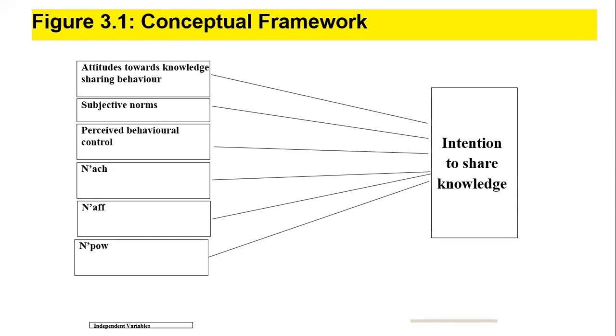H3, you can have the perceived behavioral control and the intention to share knowledge. H4, you can have the need for achievement and intention to share knowledge. H5, you can have the need for affiliation and intention to share knowledge. And H6, you can have the need for power and intention to share knowledge. So it is very simple.